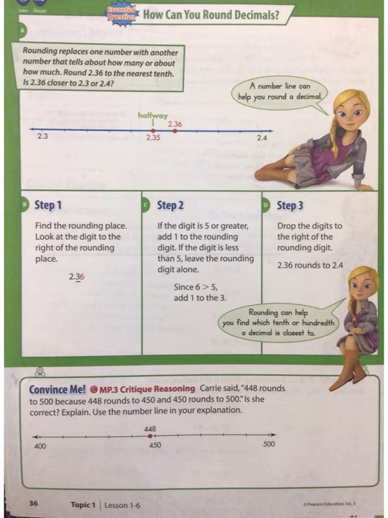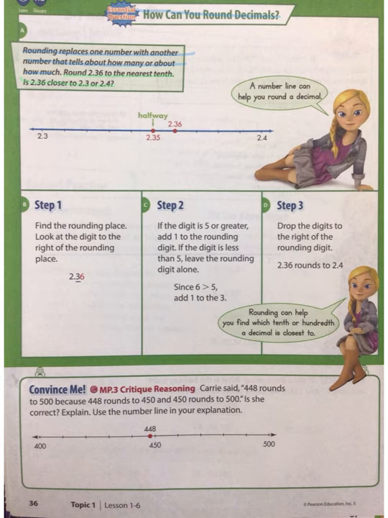Today, we are going to learn how can you round decimals. Rounding replaces one number with another number that tells about how many or about how much. We need to round 2 and 36 hundredths to the nearest tenth. Is 2 and 36 hundredths closer to 2 and 3 tenths or 2 and 4 tenths?